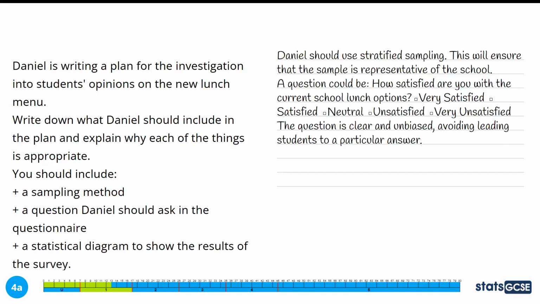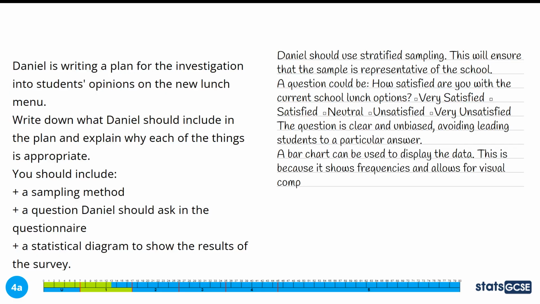Finally, let's talk about the statistical diagram. A bar chart could be used to display the data. This is because it shows frequencies and allows for visual comparisons.